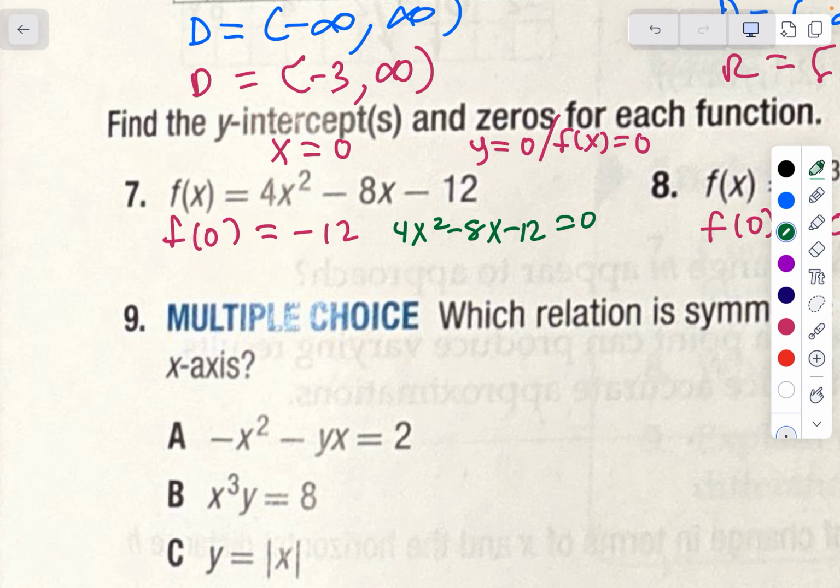Okay, so let's take out a 4, because if you can factor out a common factor, it makes your numbers smaller and nicer. So if I take out a 4, I'm left with x squared minus 2x minus 3. Now, you know you're right.